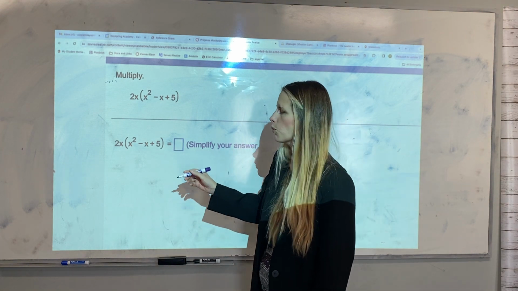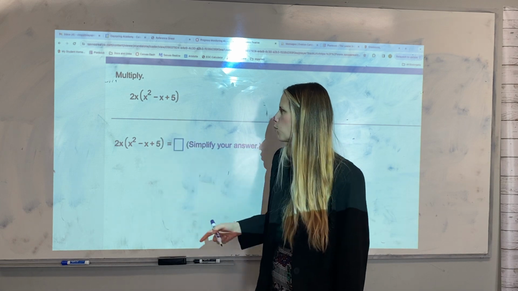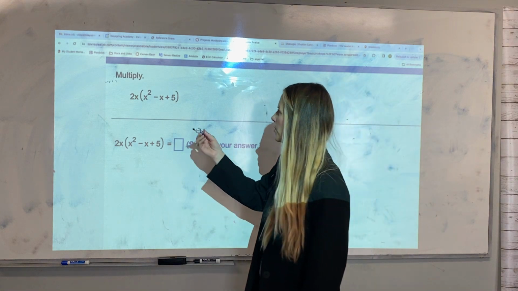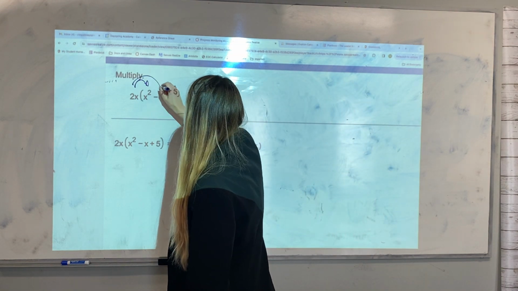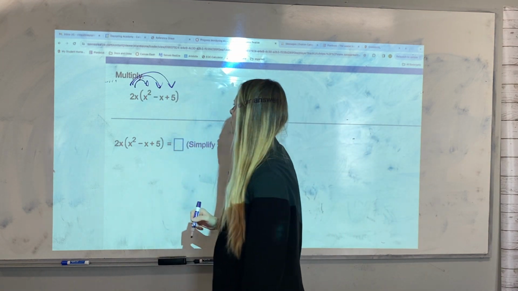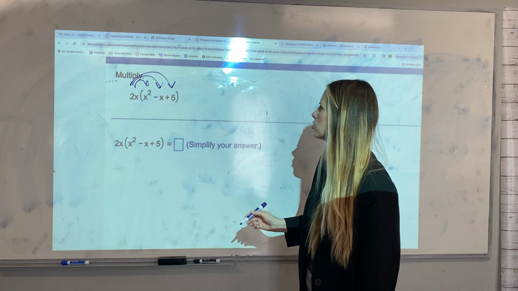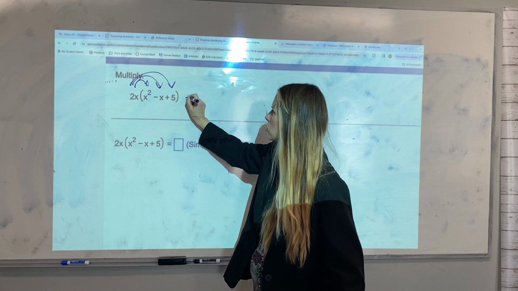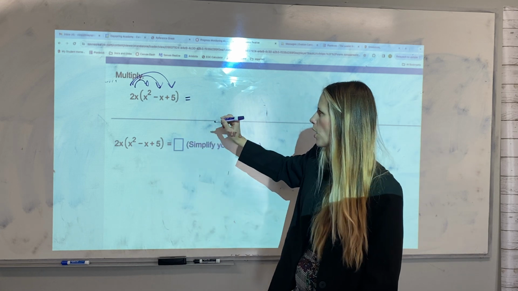Okay, number 1 says multiply. What property are we going to use? Distributive. We're going to distribute the 2x to multiply by each of those terms. So 2x times x squared is what?